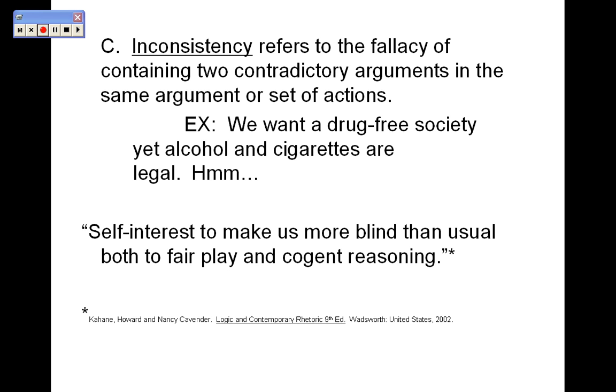The next one has to do with inconsistency. The fallacy of containing two contradictory arguments in the same argument or set of actions. A good example is our current political debate about drugs and everything. We say no to drugs, and we want a drug-free society, and yet alcohol and cigarettes are legal. We're kind of guilty of the fallacy of inconsistency in that case.